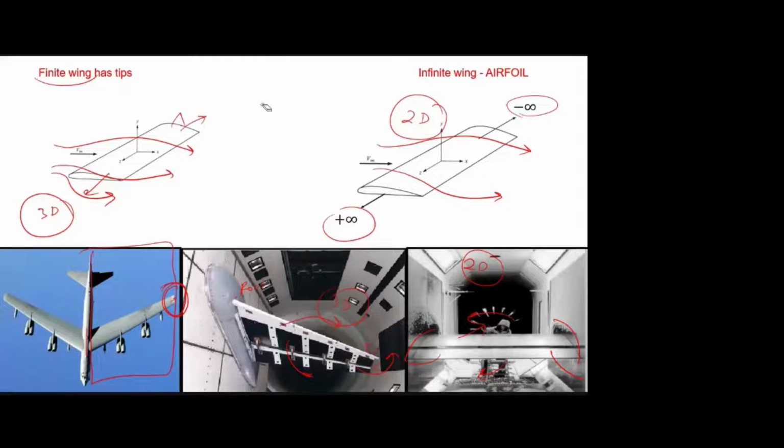So if you want to find the flow over the wing model, you have to take this finite wing model. And if you want to find the flow over the airfoil, you have to take this infinite wing model, that is, both ends attached to the wall so that the flow is 2D. Is that clear?